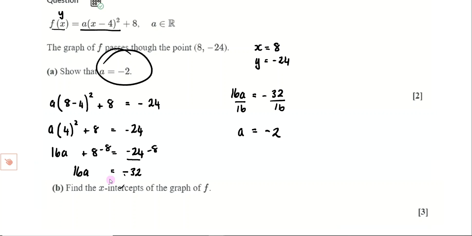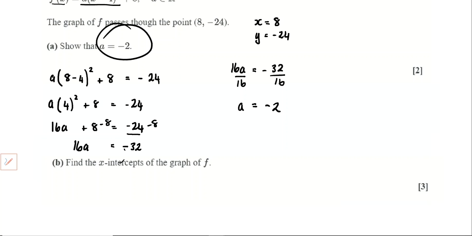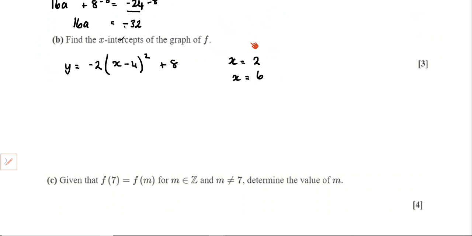Right, now find the x-intercept of the graph. What would you do? Yeah, again, we've now got an equation, haven't we? We've got y equals negative 2 times x minus 4 squared plus 8. We put that into our graph. What do you end up with? x equals 2, x equals 6. Okay. Would you know another way to do that if you didn't have the graph and your calculator in front of you?